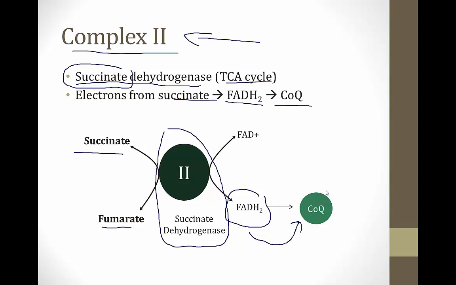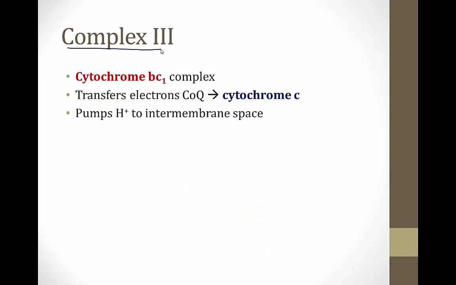And as I told you before, coenzyme Q goes on to deliver those electrons to complex 3. Complex 3 has another name, just like everything else. It is also called cytochrome BC1 complex, and the job of complex 3 is to take those electrons from coenzyme Q and transfer them to another shuttle for electrons called cytochrome C.